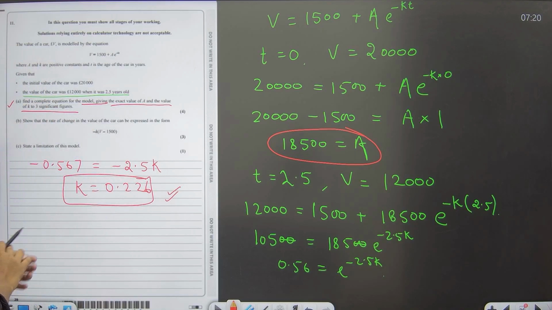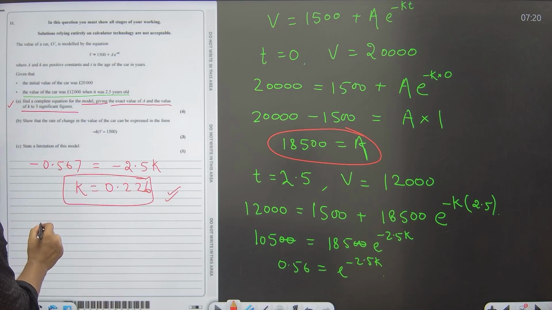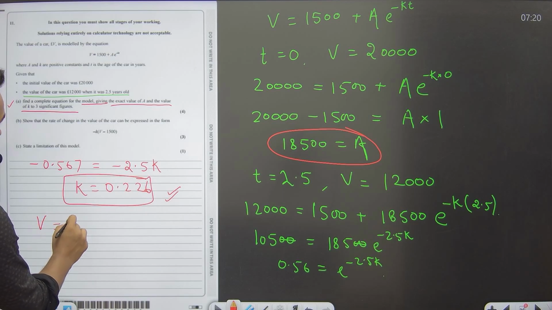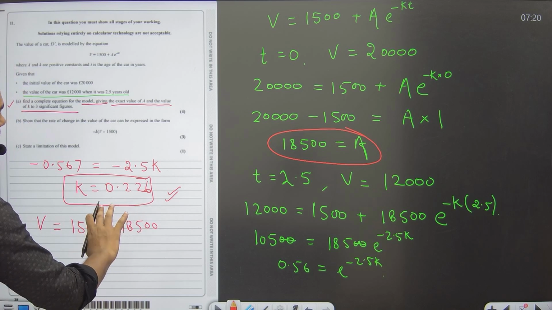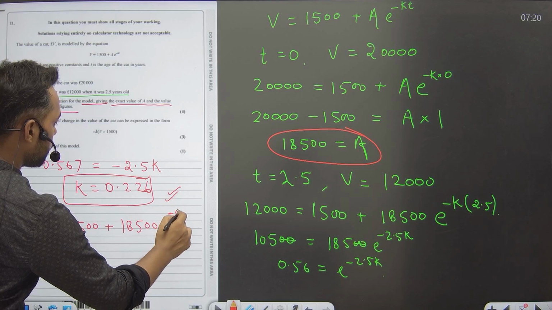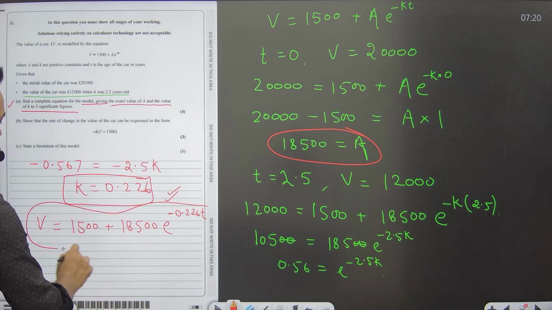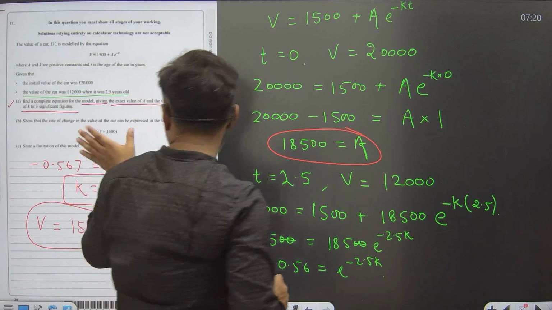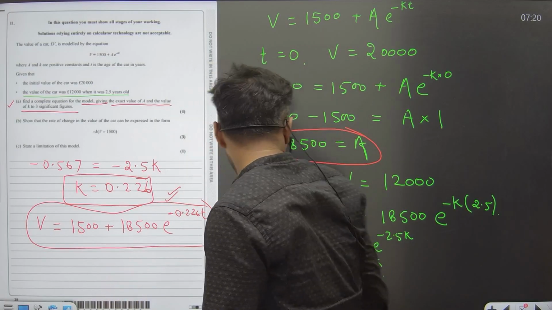Now the second part is: show that the rate of change in the value of the car can be expressed in the format of this. First, the base equation you will get is v equals 1500 plus 18,500 e raised to the power minus 0.226 t. Okay, this is the base equation, students, which they have asked for. Now in the second part, show that the rate of change in the value of the car can be expressed in the format of this.